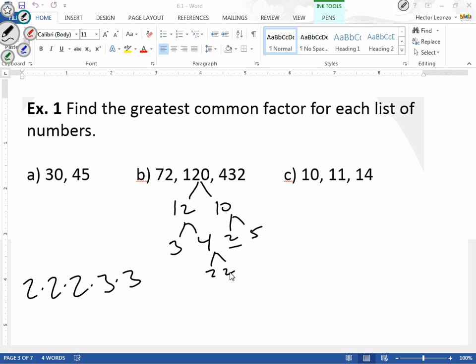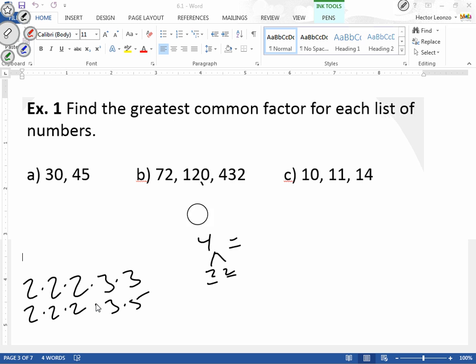So I see three 2's to begin with. So 2 times 2 times 2. Then I see a 3 and a 5. Times 3 times 5. Okay, so that's the prime factorization of 120.